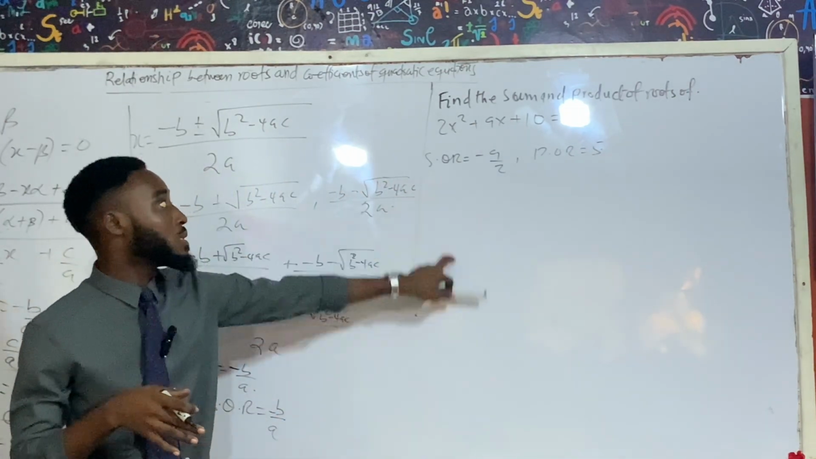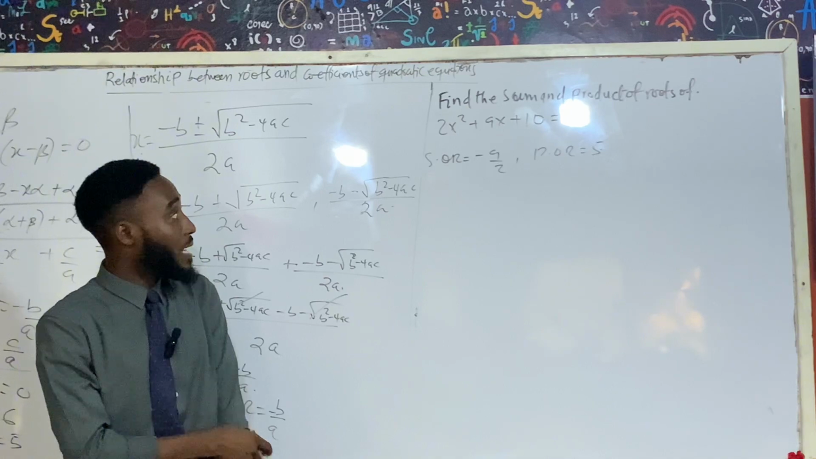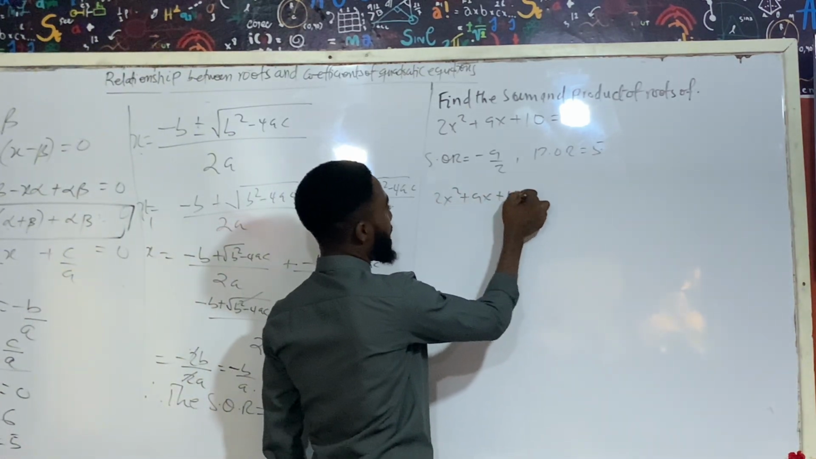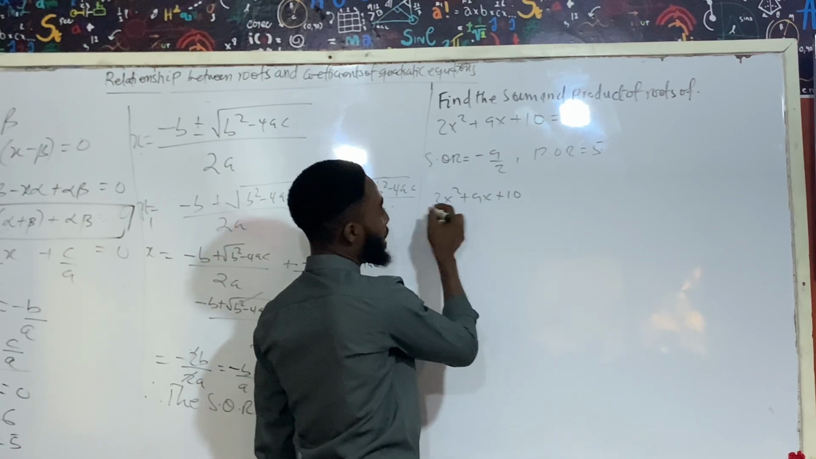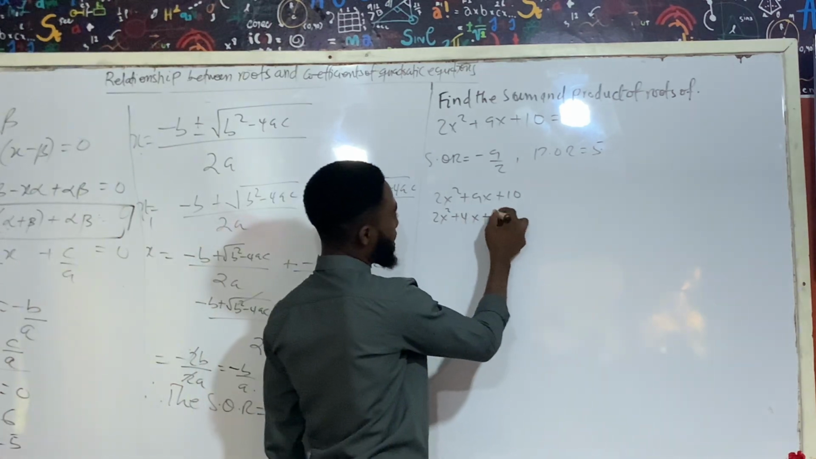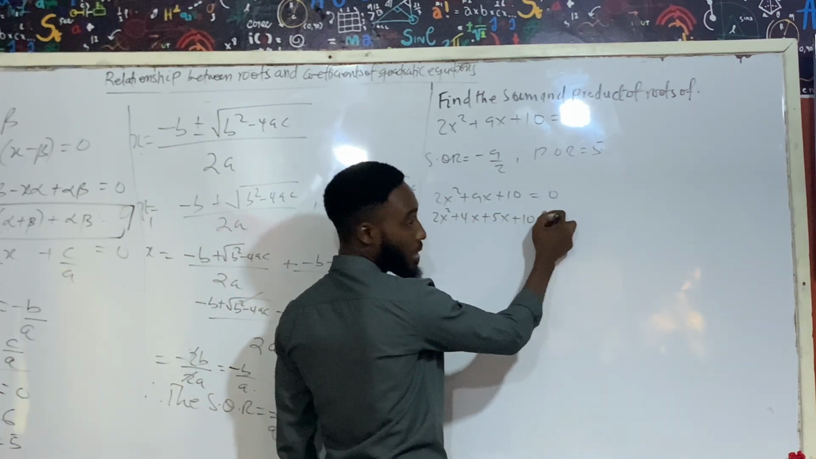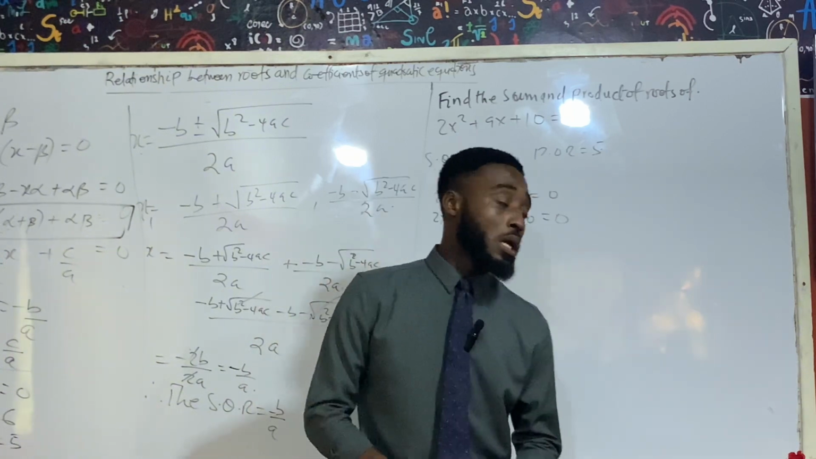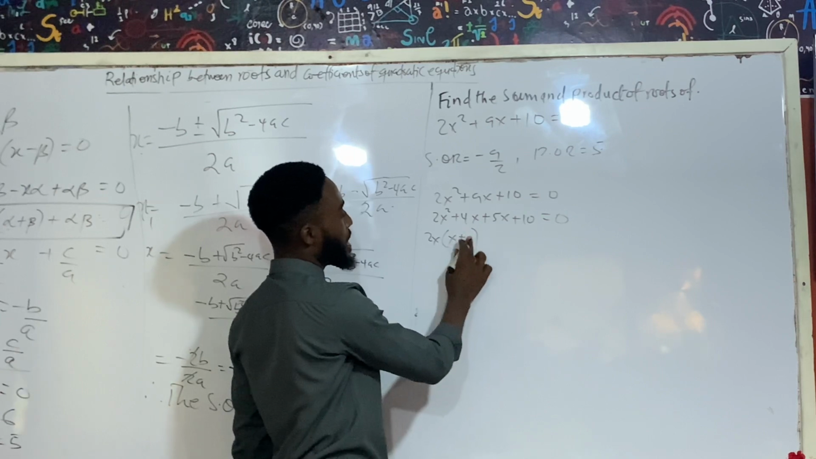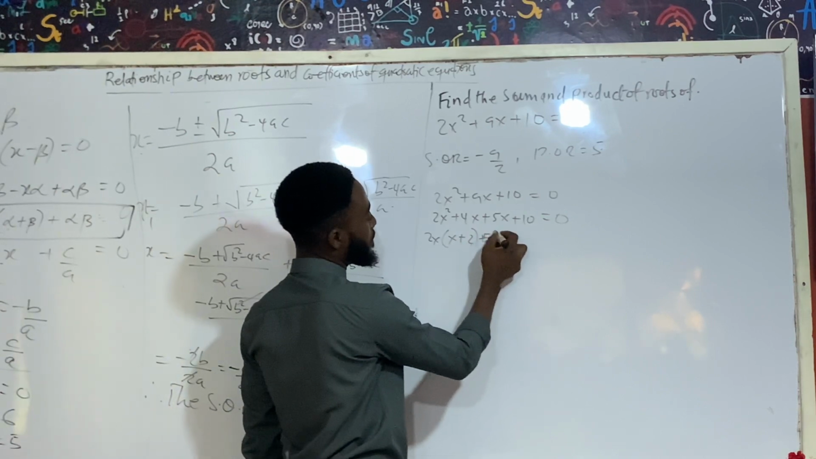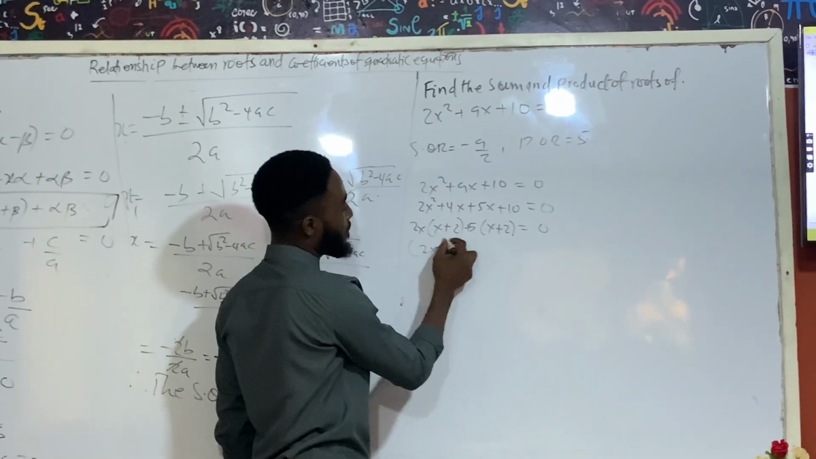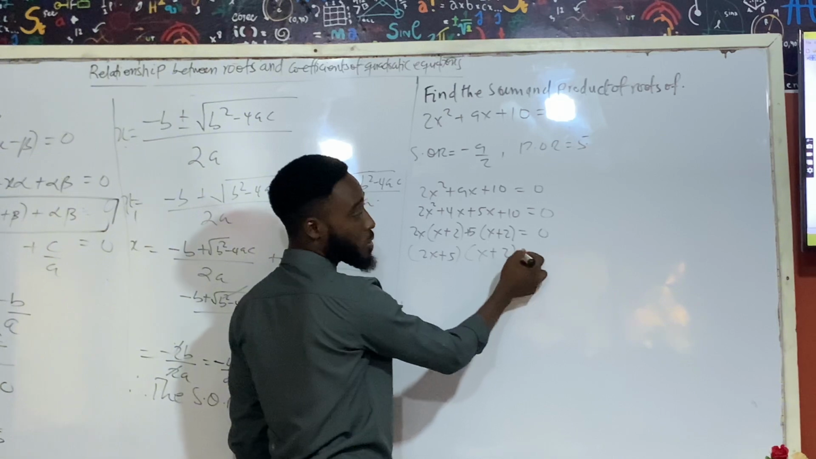But let's confirm using any of the methods we know. Let's use factorization to see what we'll get. So 2x squared plus 9x plus 10. What two values do you multiply to get 20 and add to get 9? 4, 5. So 4x plus 5x plus 10 equals 0. Right? So that would be 2x times x plus 2, 5 times x plus 2 equals 0. So 2x plus 5 and then x plus 2, right?